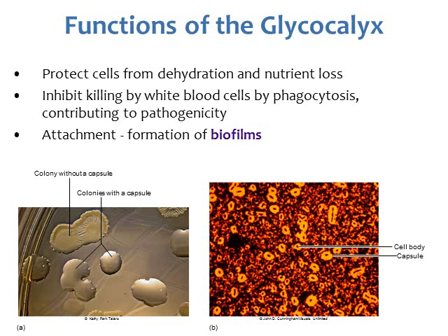So the function of the glycocalyx: there are a few different functions. It can help protect the cell from dehydration and nutrient loss, so losing water or losing food. The glycocalyx can inhibit killing by the white blood cells by a process called phagocytosis, and this contributes to the bacteria's pathogenicity. To explain this a little more, if a bacteria cell has a capsule, this makes it harder for our white blood cells to capture the bacteria cell and to destroy it. So that means our immune system can't work as well when bacteria cells have a capsule.